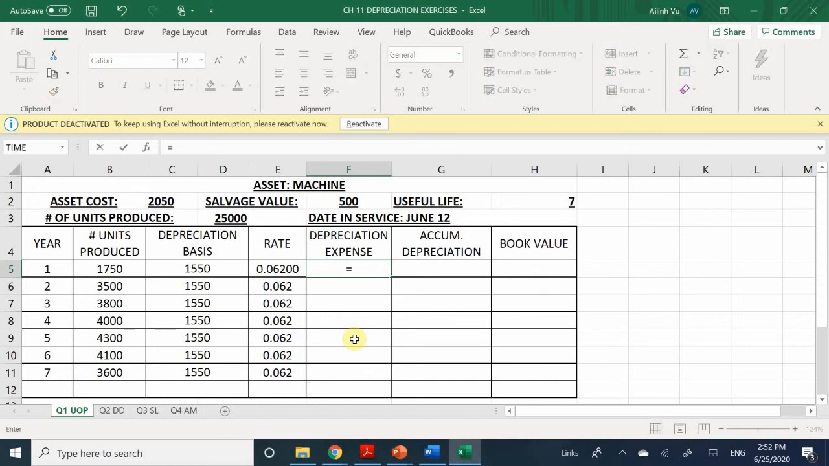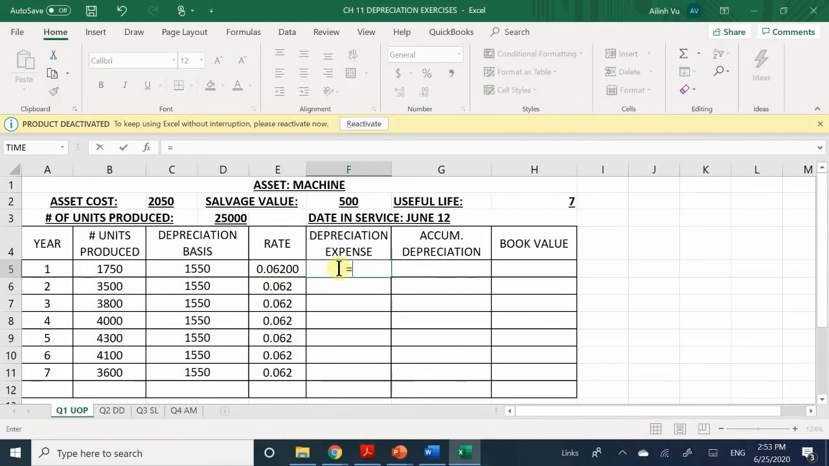Basis minus the original cost. Where in the world did you get that formula? Actually, it's the units produced, which would be the 1750. Yes, it'd be 1750 times the rate, which is 0.062. I've got 89.90. 89.90? Yeah, that's what I came up with.